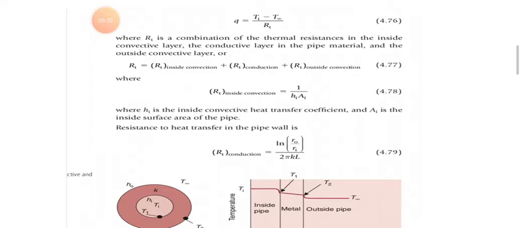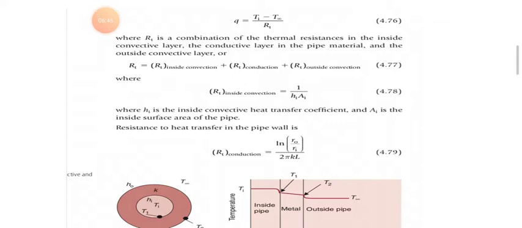After that, this is the formula for RT for inside convection. When we are considering the convection process, this is the formula for determining the resistance, that is 1 upon Hi Ai. So what is Hi here? Hi is the inside convective heat transfer coefficient, and Ai is the inside surface area of the pipe. This inside convection resistance depends upon two factors: one is the convective heat transfer coefficient, and the other is the internal surface area.